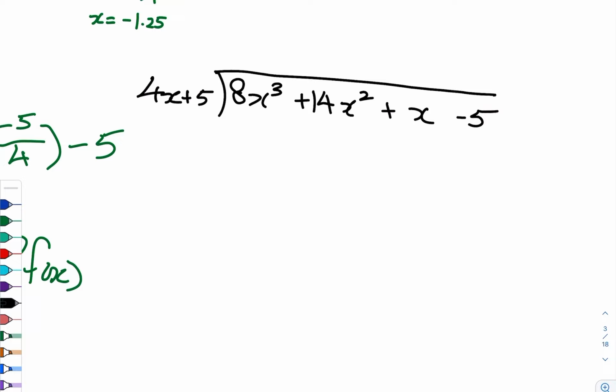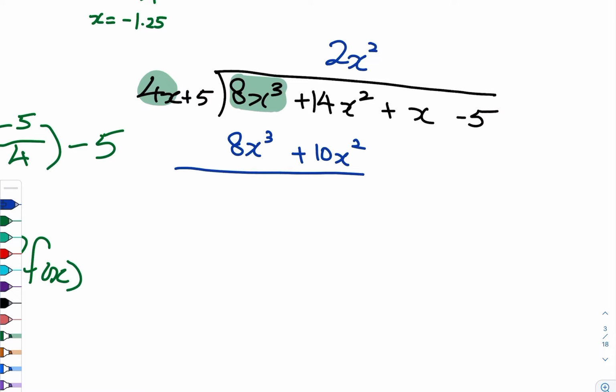Okay, here. First of all, 4x times what will be 8x cubed? 4 times what is 8? 2. We have a single x here, we need cubed, so you need x squared more. So 4x times 2x squared, you get 8x cubed. And again, we can't leave this positive 5 alone, so you also do it with that, and you will have 5 times 2, 10x squared. Both things are done. Draw the line.